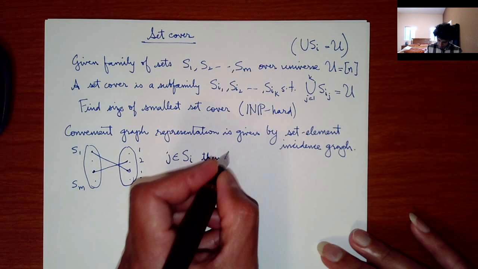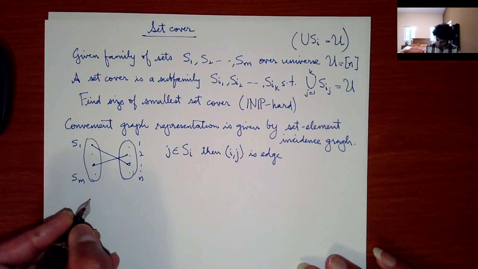Sorry, ignore the j that I used over there. I will use i to index the sets and j to index the elements. This representation is nice because there's a symmetry between the sets and the elements. So in this graphical representation, you want to pick the minimum number of vertices on the left, so these are sets, such that the union of neighborhoods is everything.